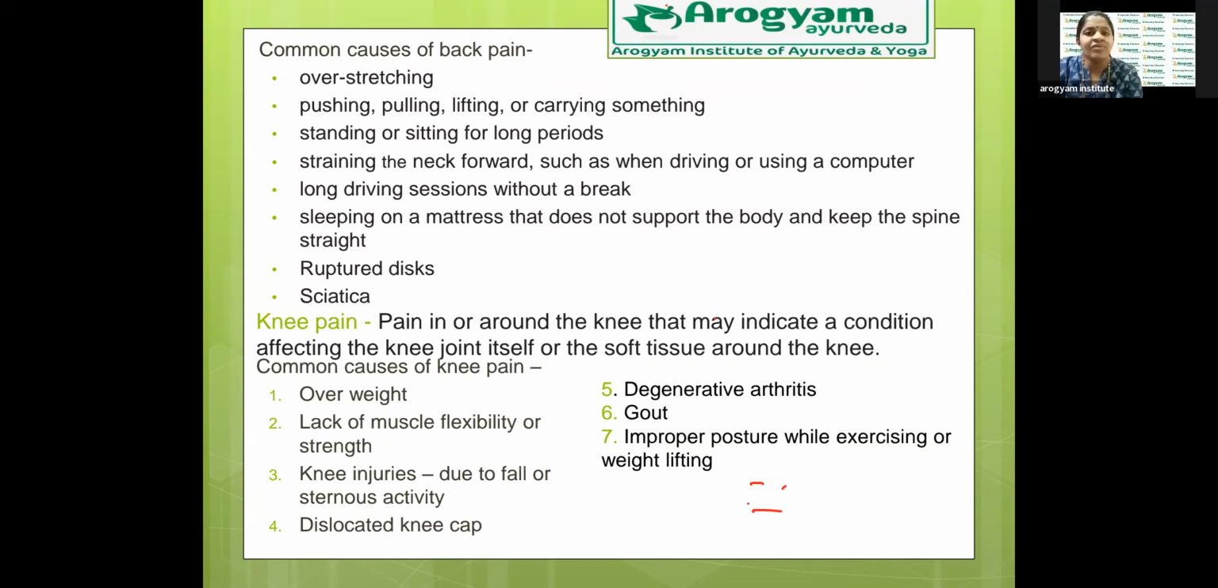Next is knee pain. We will talk about the treatment together. Knee pain, pain in and around the knee that may indicate a condition affecting the knee joint itself or soft tissue around the knee. So knee joint pain is the one which is most commonly seen, isn't it? Because knee is considered as weight bearing joint. So the weight of our body puts pressure on the knee, so that knee is constantly exposed to a lot of stress and strain, and because of this pain can occur.